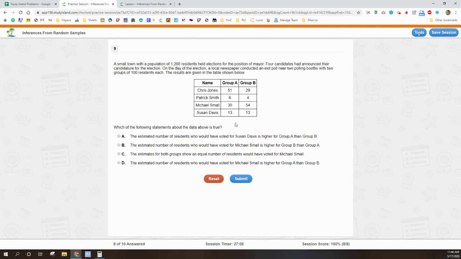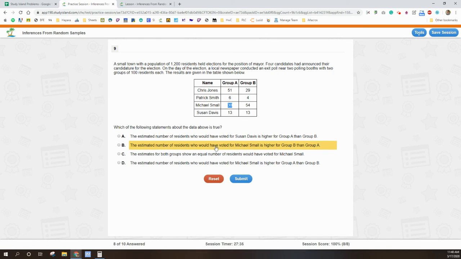So let's go ahead and see that. Susan Davis. Well, Group A has 13, and so does Group B. So is it accurate that Group A is higher than Group B? No, it is not. So A is not the answer. B, the estimated number of residents who would have voted for Michael Small is higher for Group B than Group A. That is certainly true. 54 people for Group B voted for Michael Small, where Group A only had 30 people vote for Michael Small. So that does seem accurate.